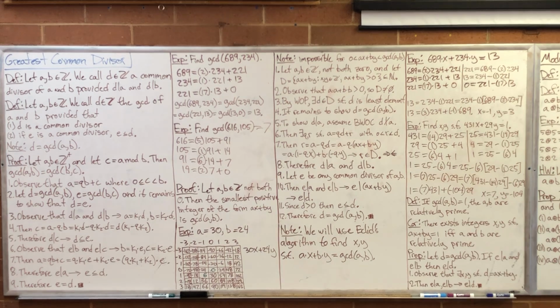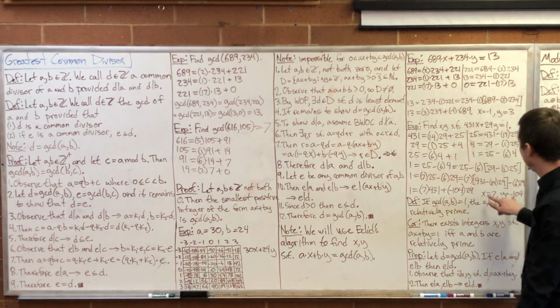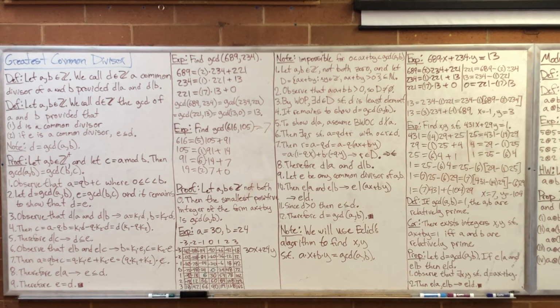Without the algorithm. Why did you do that? I think this one was an example, so we should be able to check to make sure we didn't make a mistake. Negative 104 and 7. Is that what we got? Awesome. Okay, so that is using extended Euclid's to find the x and y to satisfy the equation.